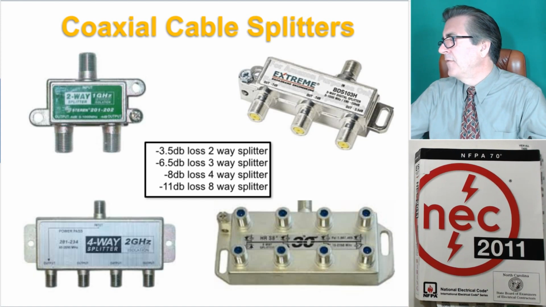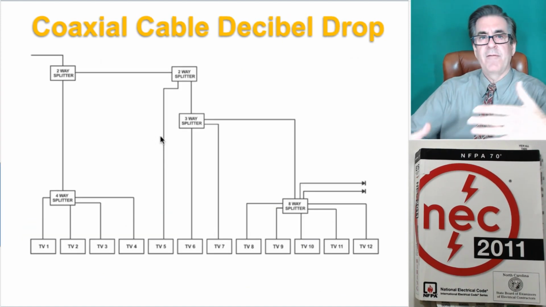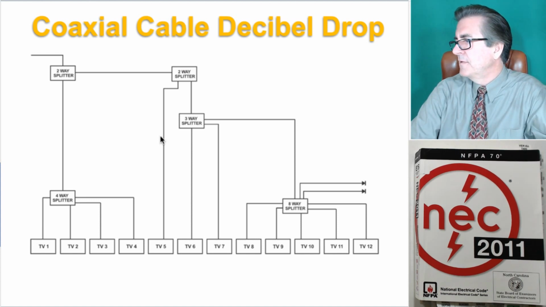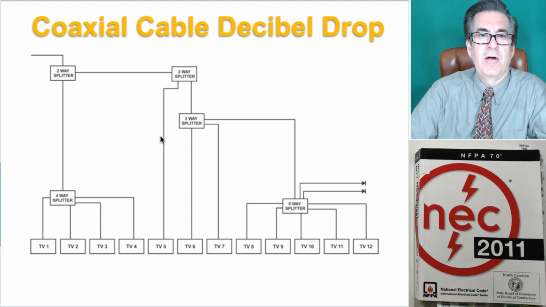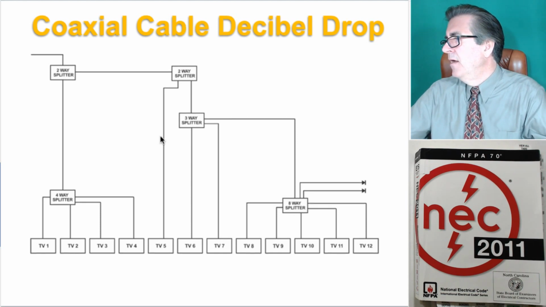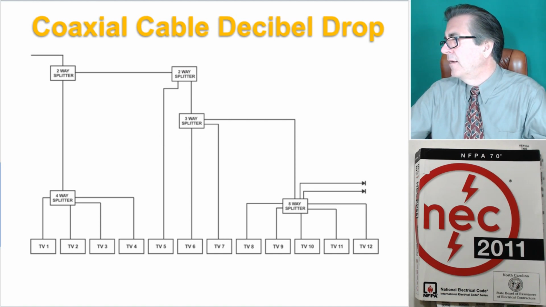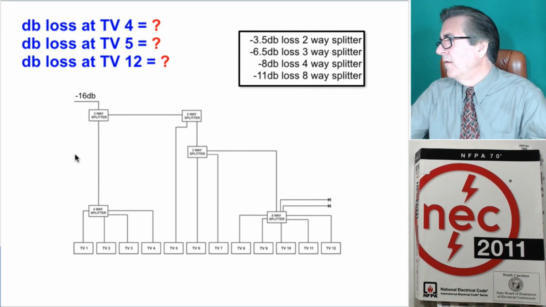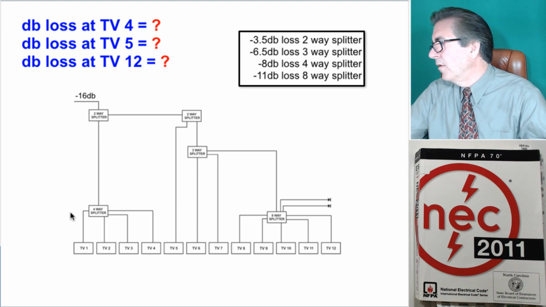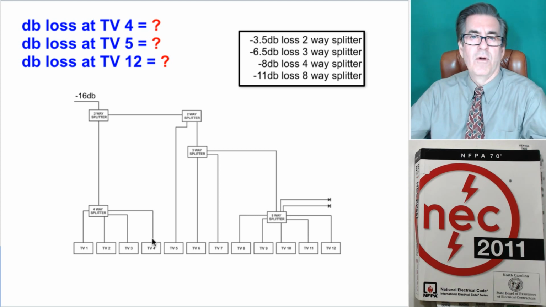Let's take a look at this example. This is what you're actually going to have: a picture on your computer screen that's going to look something like this. They're going to ask you a question on TV 4, what's your decibel level going to be? Let's take a look at a few of these. dB loss at TV 4. TV 4 is down here. It goes through a two-way splitter and a four-way splitter before it gets to TV 4.